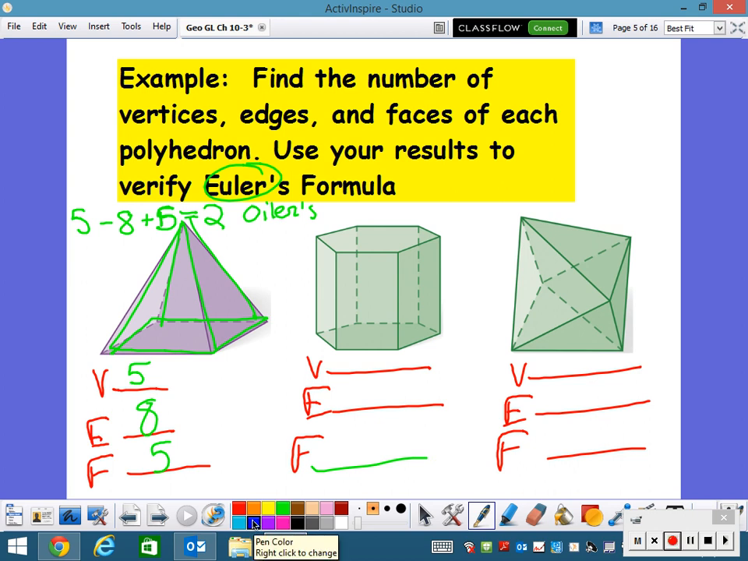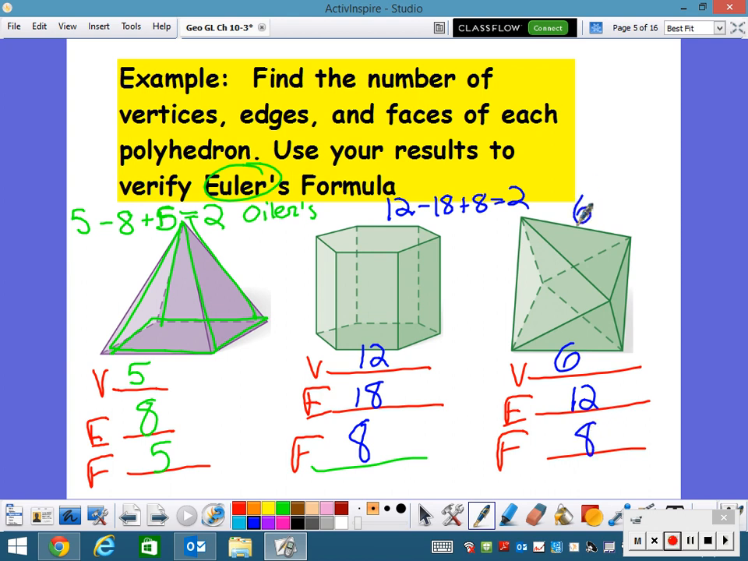Okay, middle column, how many vertices? 12. How many edges? 18. How many faces? 8. Is it? Yeah, 8. Okay, and if you check vertices minus edges plus faces, sure enough, gives you 2. Okay? Last one, how many vertices? 6. Thank you, Zach. How many edges? 12. And 8 faces. And if you check, 6 minus 12 plus 8 does equal 2, so it always works.